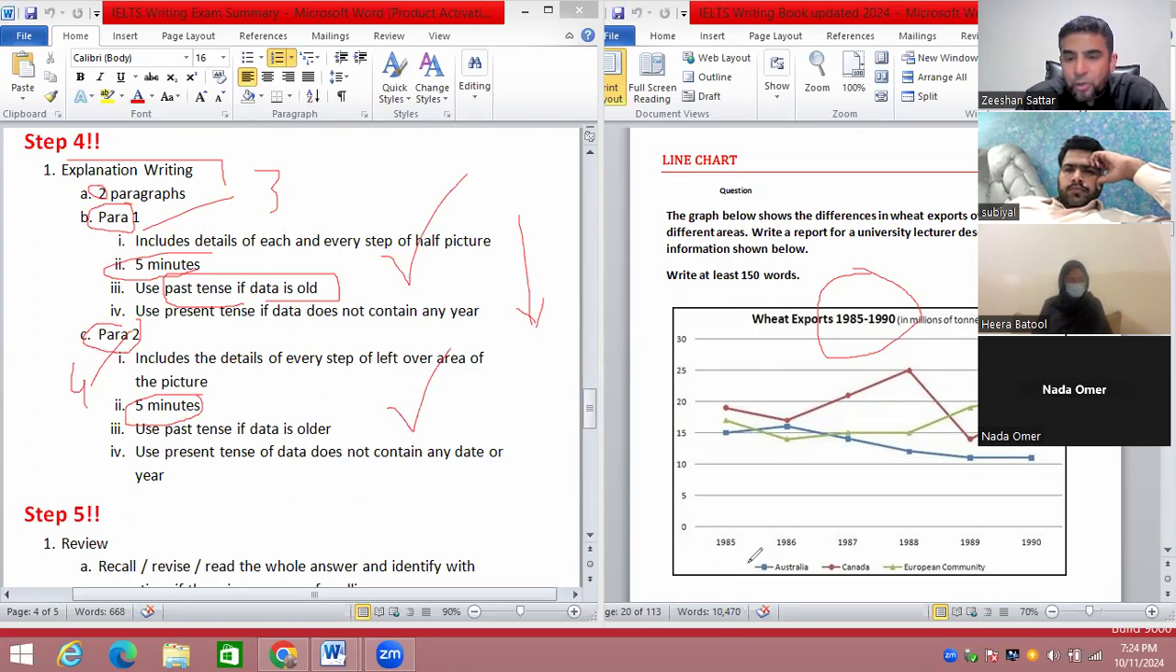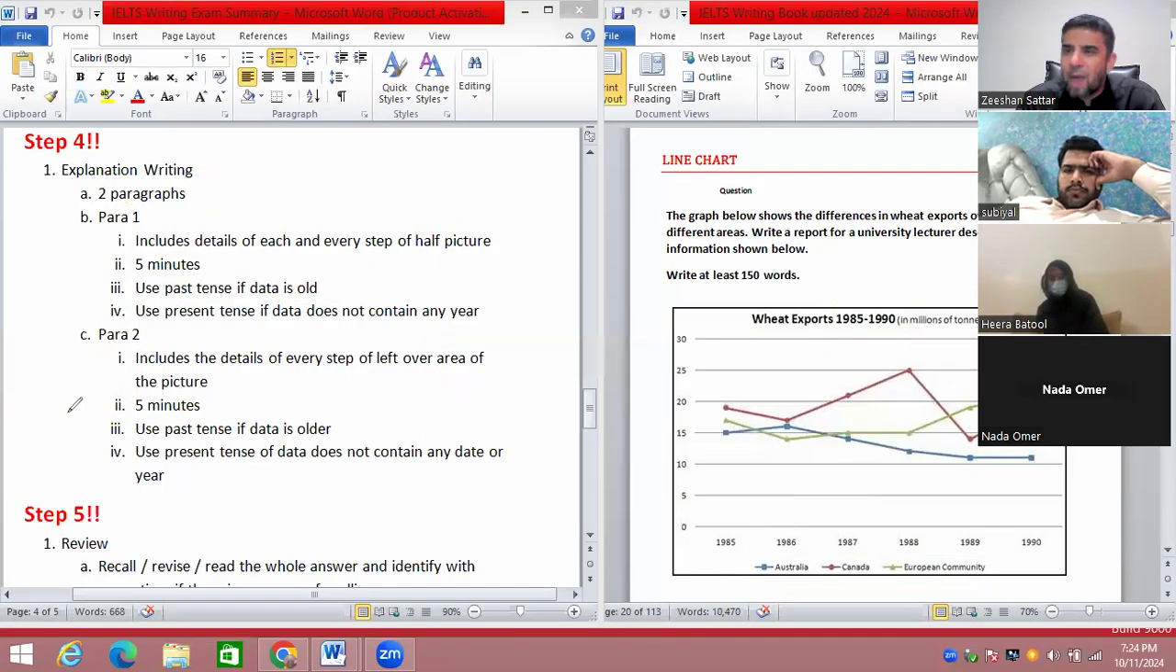What should we do? 3 countries are given in the picture, and the same we have written in the overview as well. We will explain 2 countries, Australia and the contrasting country, European Community, in paragraph 3, and then we will write Canada in paragraph 4. Second, what is good to write? How will it look good? We will take Australia and write 2 sentences on Australia.